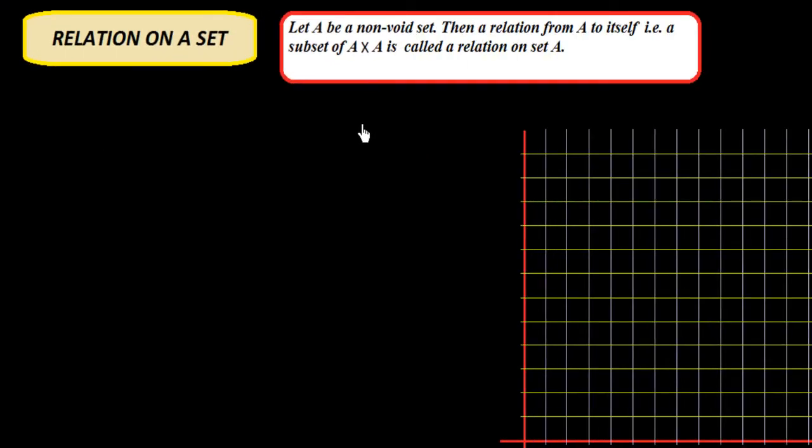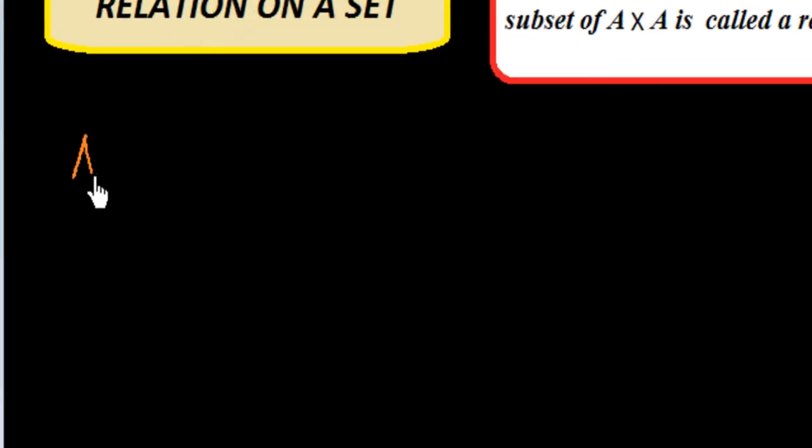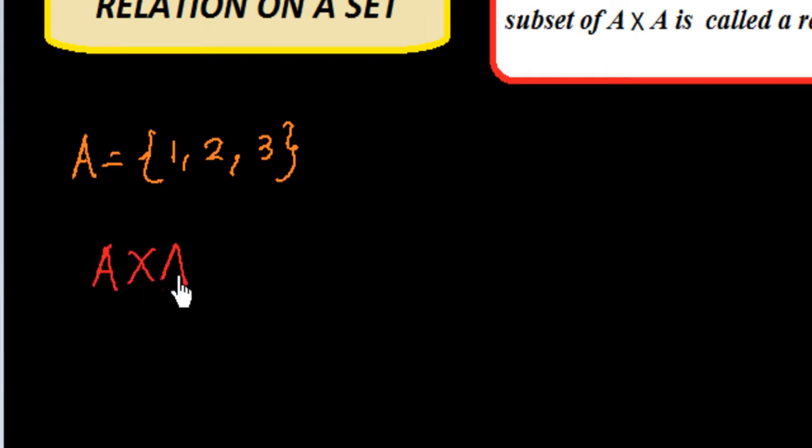Last time we took a set A with different elements and a set B with different elements. Here we say the relation on a set. On a set we have to find the relation. Again we are taking the same example. We have a set A which is 1, 2, 3. There are 3 elements in this set. Now we have to plot the relation on set A, the A to A relation, A cross A.